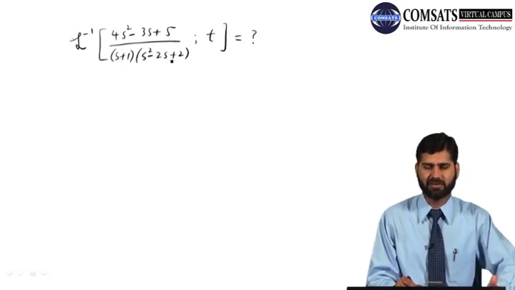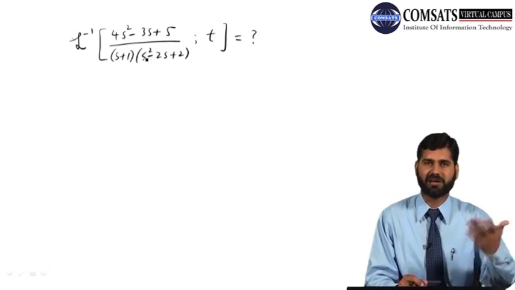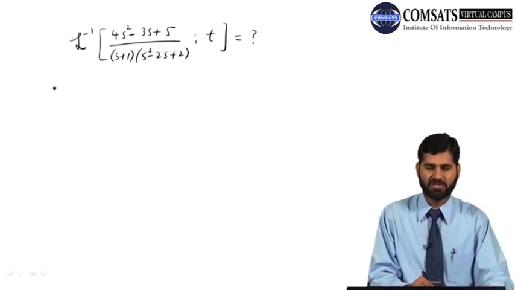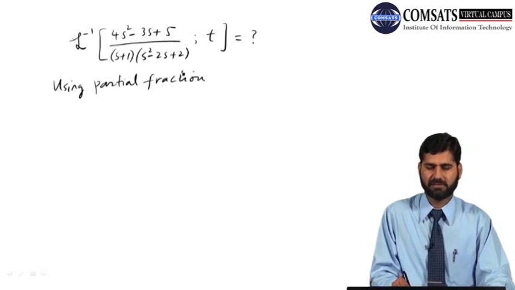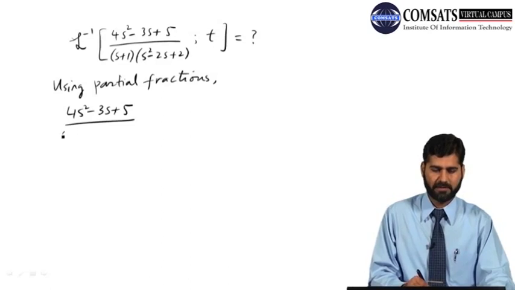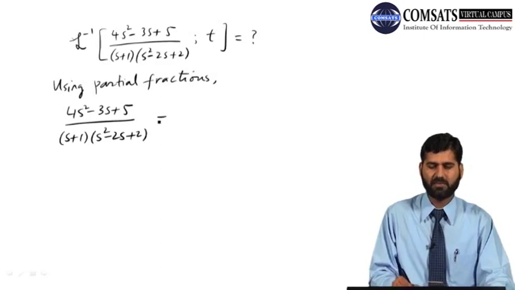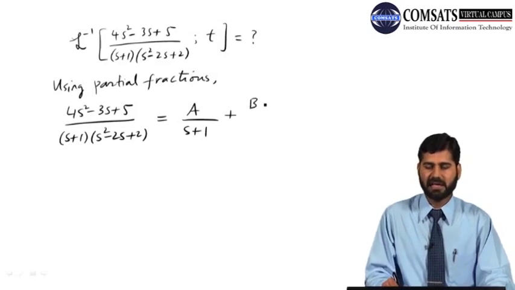And do you know the technique? If you remember the technique, how we separate the factors in the denominator? By using partial fractions, right? We have done it in integration many times. So using partial fractions, we can write (4s square minus 3s plus 5) over (s plus 1)(s square minus 2s plus 2) is equal to A over the linear factor and Bs plus C over the quadratic factor.